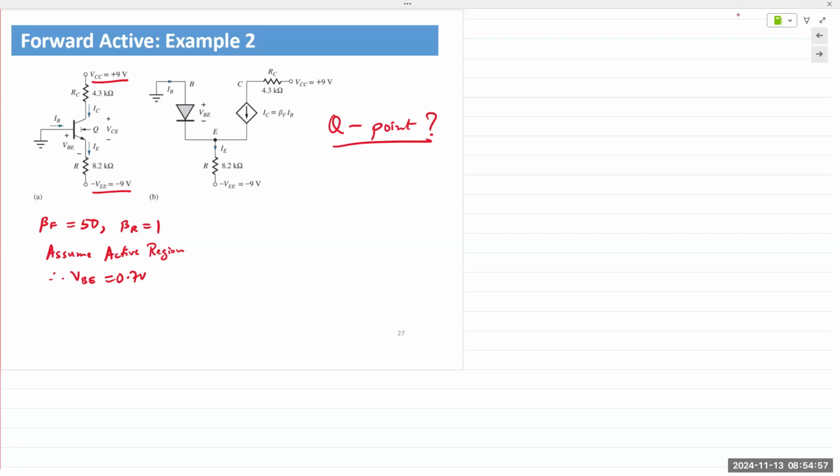So for a diode, the Q point was ID and VD. What is the Q point for a BJT? VCE, IC. I see. It's always the collector. Remember? So if it's the Q point, we want to find values for IC and VCE.